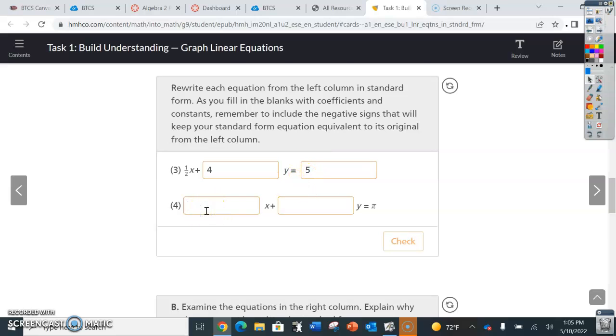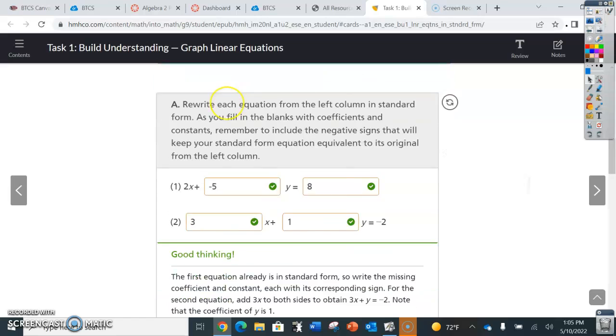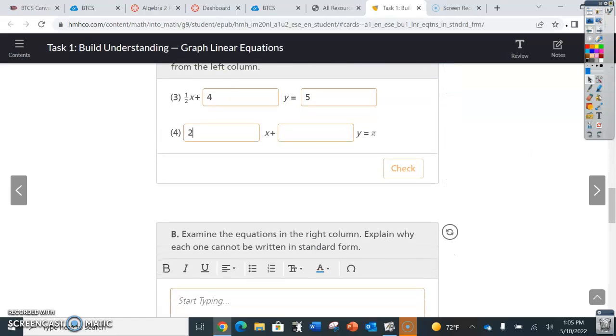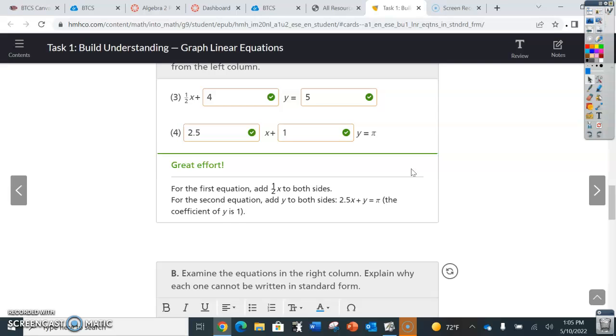All right, we're going to do the same thing for equation 4. Our y this time is on the wrong side of the equation, so we need to add y. So we're going to have 2.5x plus y equals pi. So we're going to have 2.5x plus 1y equals pi.